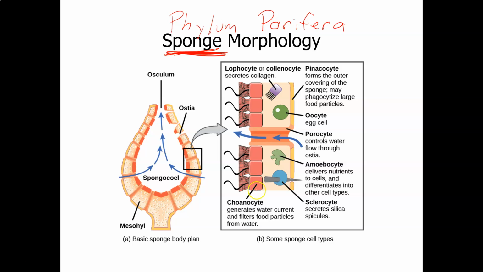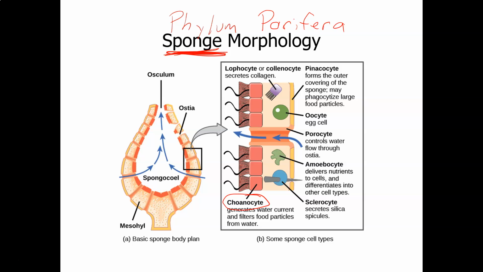There are cells called choanocytes. And I don't know if you remember, but there was a protozoan called a choanoflagellate that looks almost identical to the cell choanocyte. And it is very widely believed that the choanoflagellate evolved into the choanocyte cells of the sponge.